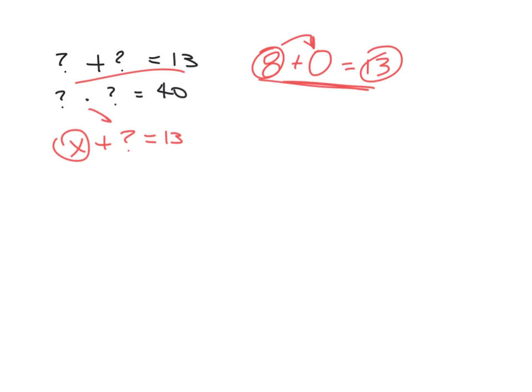To find that other number, if one number is x, the other number is going to be 13 minus x. Just like we said, if one of these numbers is 8, this number is going to be 13 minus 8. So there's our two numbers that when we add those together, we're going to get 13. So let's try that.